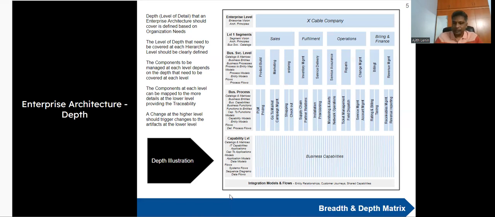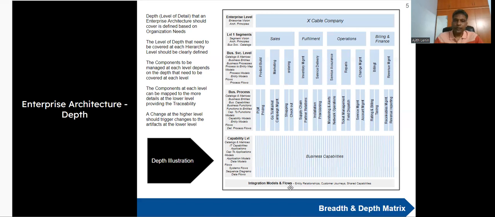And at the bottom, I represent the integration models and flows. We need components that will connect the components across the segments, so we need to have continuity on that aspect. That's also needed. To summarize, the depth that an enterprise architecture should cover should be based on the organization. There is no defined formula for this. It's up to the organization's needs. The level of depth is also based on the level of detail we want to capture, again based on what the organization needs.